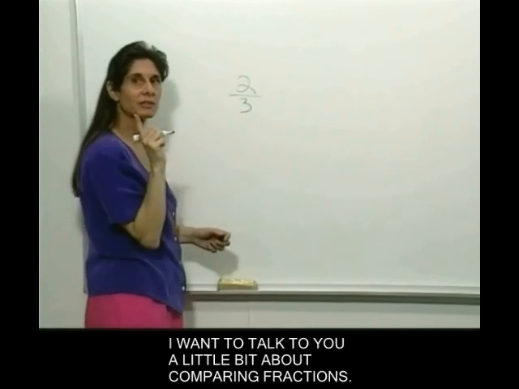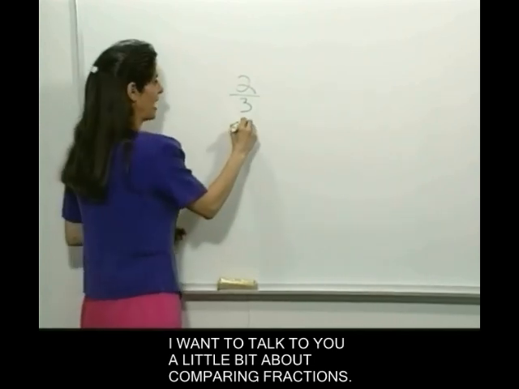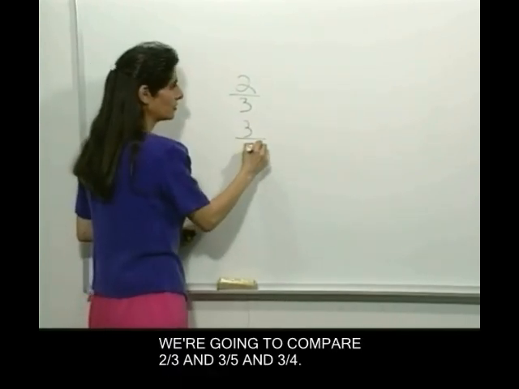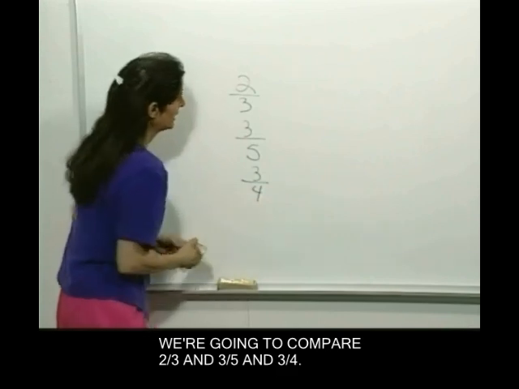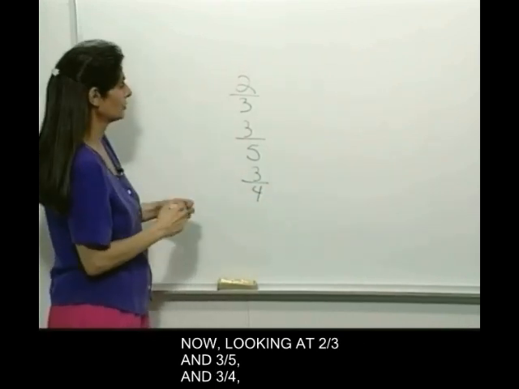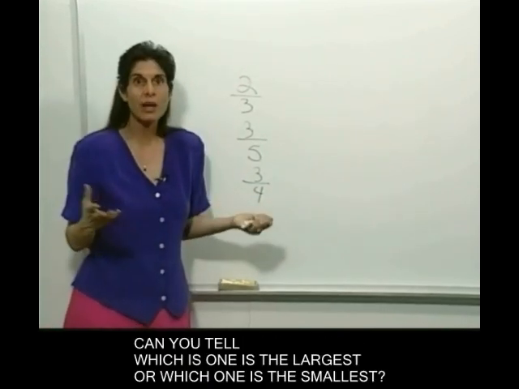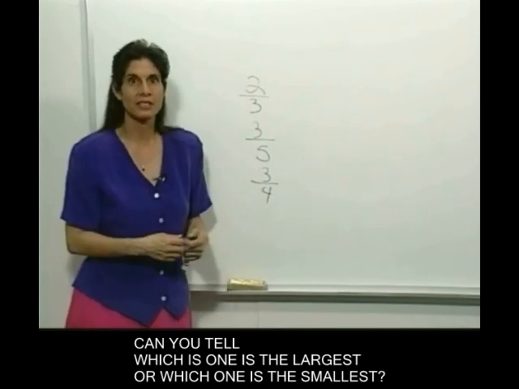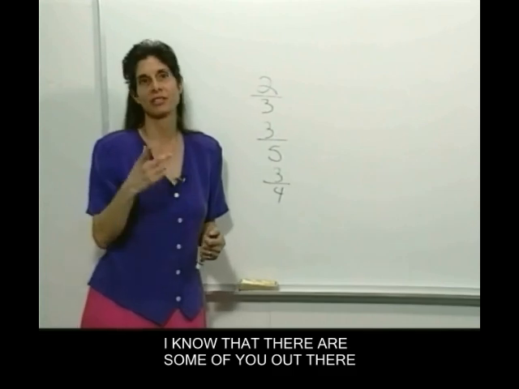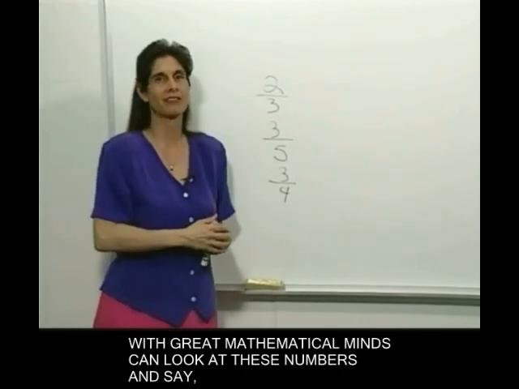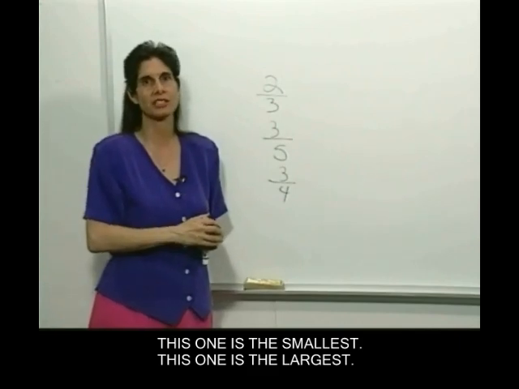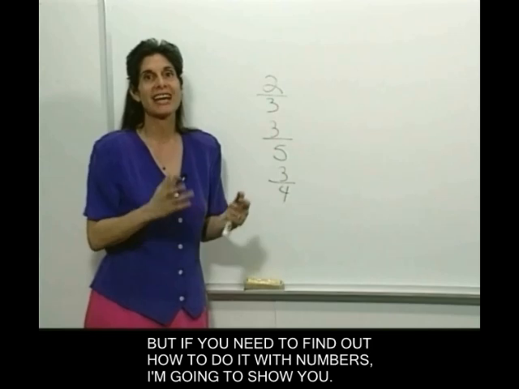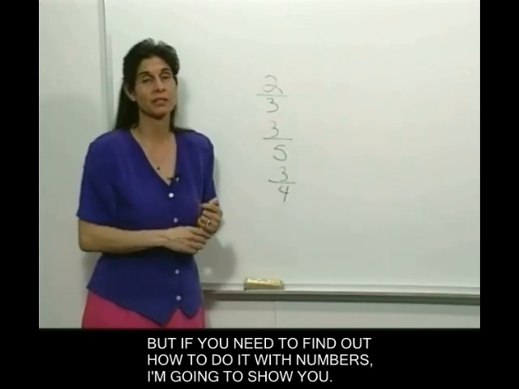I'm going to talk to you a little bit about comparing fractions. We're going to compare 2 thirds and 3 fifths and 3 fourths. Now, looking at 2 thirds, 3 fifths, and 3 fourths, can you tell which one is the largest or which one is the smallest? I know that there are some of you out there who have great mathematical minds, can look at these numbers and say, this one's the smallest, this one's the largest. But if you need to find out how to do it with numbers, I'm going to show you.